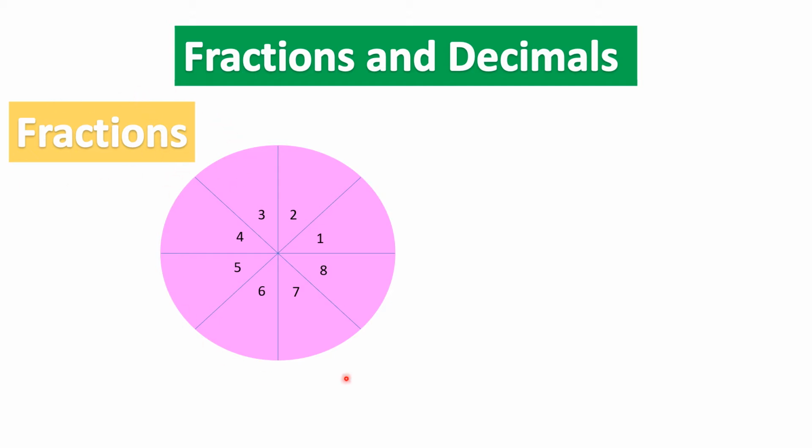Now, imagine that this is a cake, okay? What is this? This is a cake. Now, I have divided this cake into equal parts. How many parts are there? 1, 2, 3, 4, 5, 6, 7, 8. So there are 8 equal parts. What kind of parts? Equal parts. 8 equal parts, right? Now imagine that I took out one part from this cake, okay?